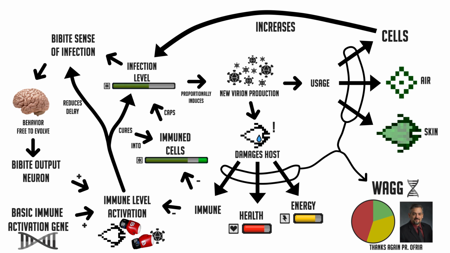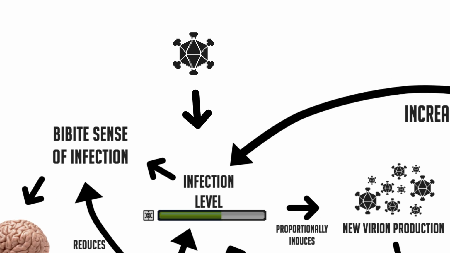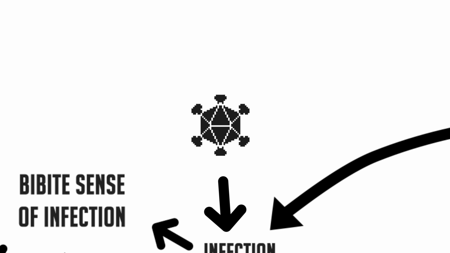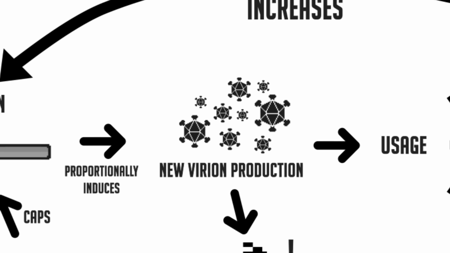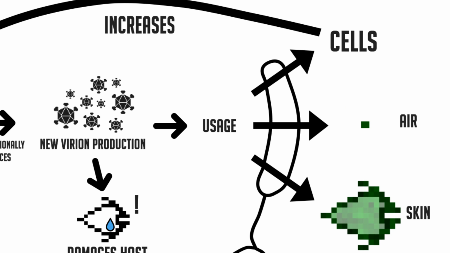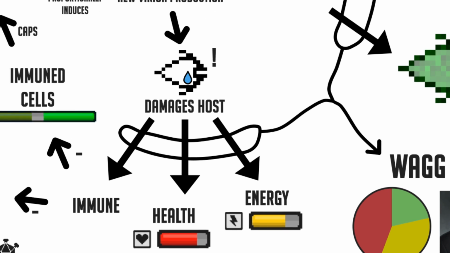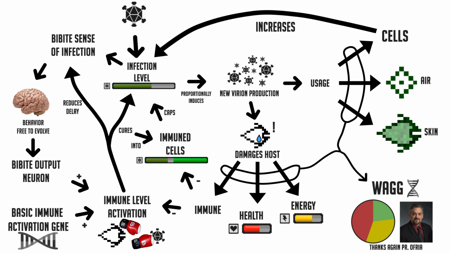I made this marvelous diagram to try and display the whole system. If I summarize it quickly, you have the virus that infects a Bibit, which is represented by the infection level. The virus then induces the creation of new virions and, well, I guess you've just seen the video, so I'll just leave it there for now, but you can come back to it if you ever need to refresh your memory, if ever. Let's just agree that this makes for a very complicated and dynamic system.